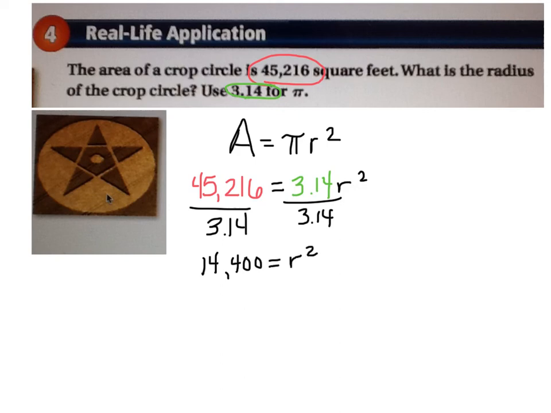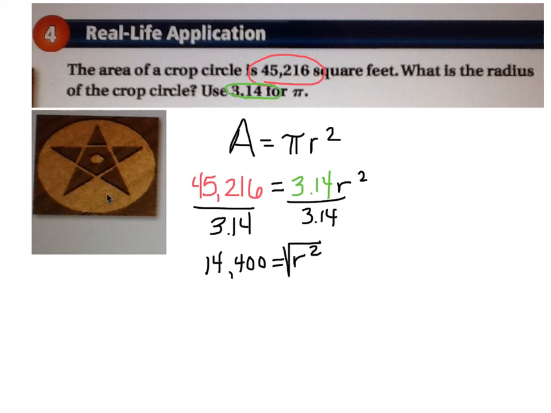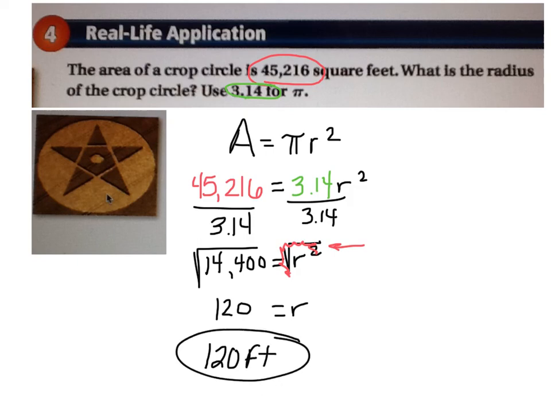So now I have to undo the squared. To undo the squared, I take the positive square root of both sides. The opposite of squaring something is the square root. So just like we did in the last example, right here, the square and the square root cancel each other out. All of this is gone. So then I'm left with R. And what is the square root of 14,400? It would be 120. 120 squared gives you 14,400. So the radius of the crop circle is about 120 feet. So my answer would be 120 feet.